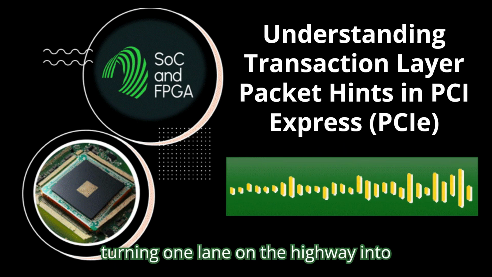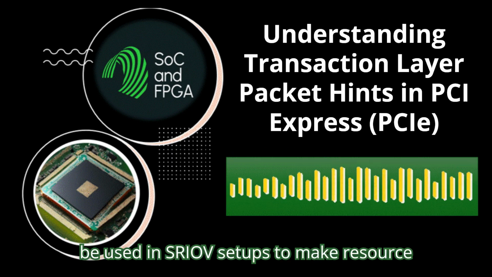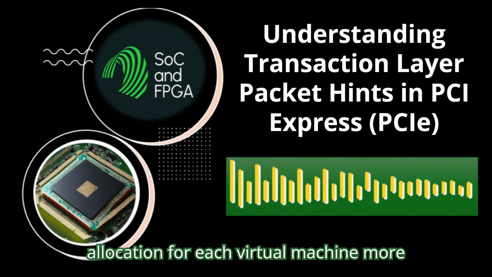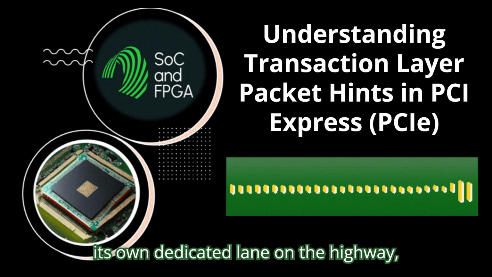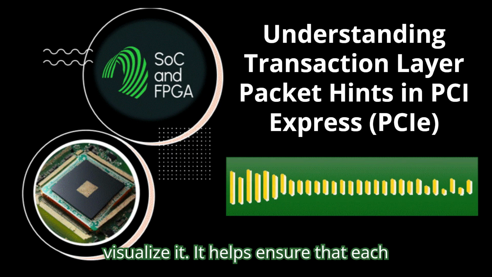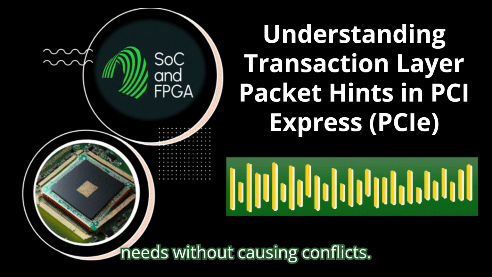So it's kind of like turning one lane on the highway into multiple virtual lanes. Exactly. TPH can be used in SRIOV setups to make resource allocation for each virtual machine more efficient. So each virtual machine gets its own dedicated lane on the highway, making sure they don't get in each other's way. That's a great way to visualize it. It helps ensure that each virtual machine gets the resources it needs without causing conflicts.